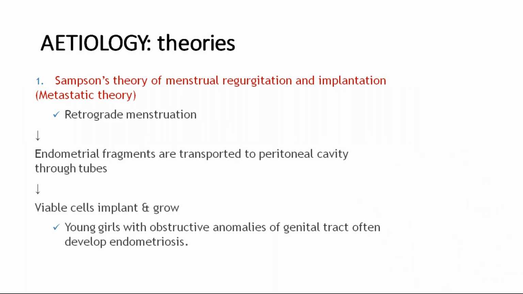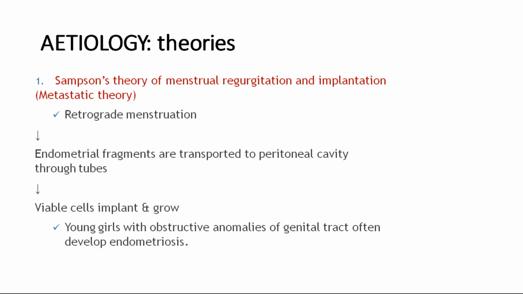So what are the theories? The Sampson theory is the most widely accepted and most popular theory. This is about menstrual regurgitation and implantation, the metastatic theory, retrograde menstruation. So here the menstrual fluid along with the endometrial fragments gets transported back through the fallopian tubes into the peritoneal cavity. And wherever the viable cells implant, they start growing.